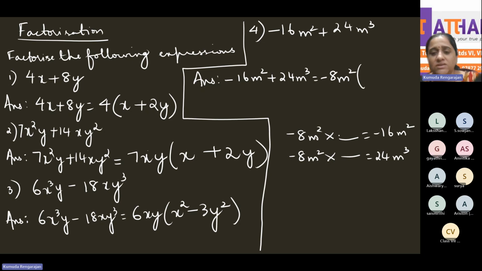So first one, what is the answer of the first blank? 2. That's 2. Correct. Then for the second one, minus 3m.